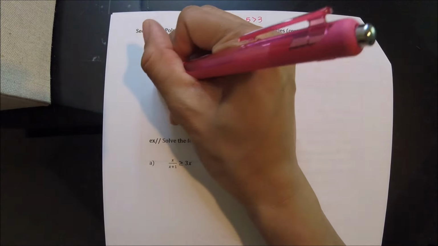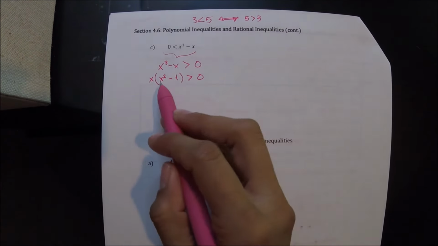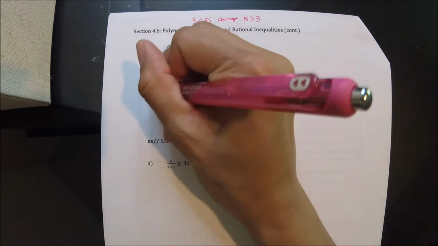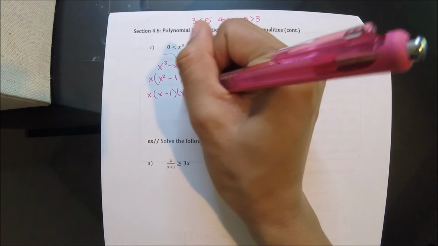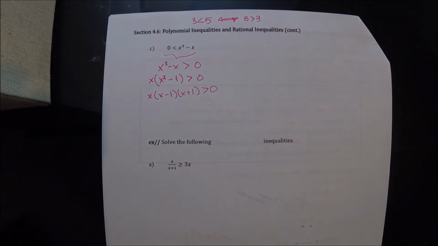Can we factor this? Well, yeah, first thing we always look for is GCF. These two both have an x in common. And then we'd be left with x squared minus 1 is greater than 0. Can we keep factoring? Well, yeah, because this is a difference of squares. So we have x times x minus 1 times x plus 1 is greater than 0. And now we're done factoring.